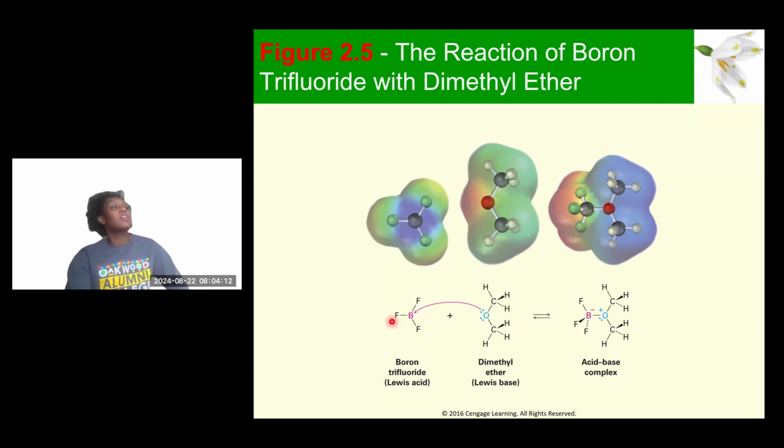All right, so if you look here, you'll see boron trifluoride is going to act as your Lewis acid. Here, you have your oxygen that has these extra electrons. And so the electrons here are not actual extra electrons, but it does have orbitals that are filled with electrons. They're going to attack the boron and create this acid-base complex. Okay, the acid-base complex.